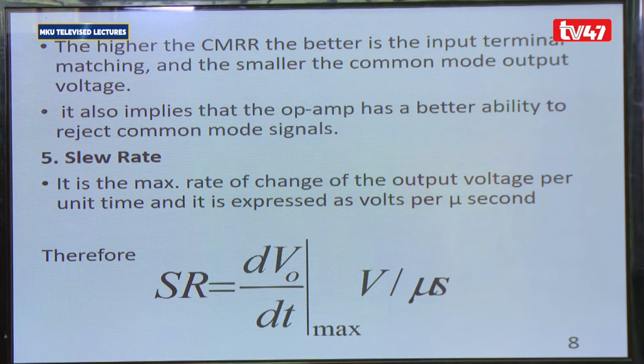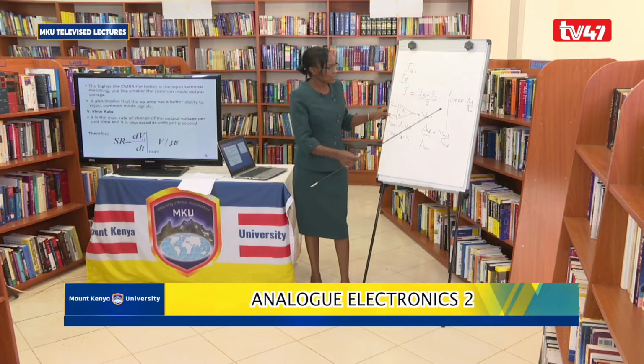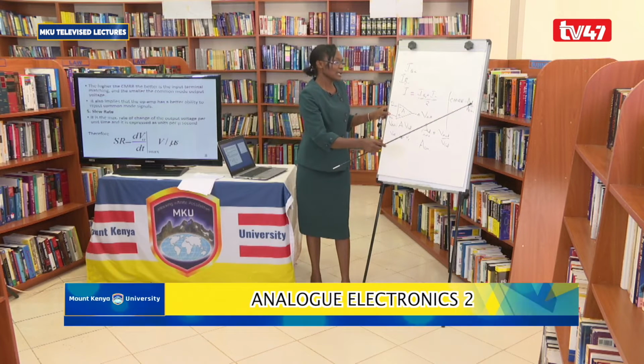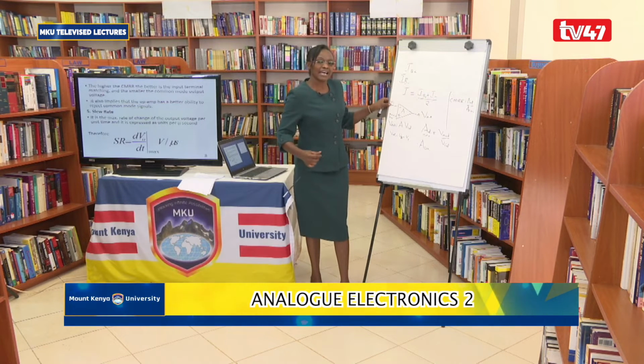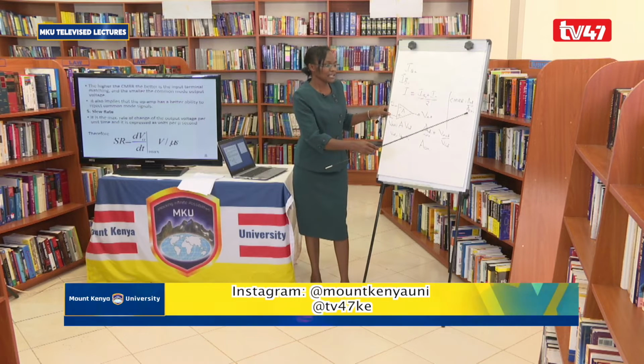We also say that the higher the CMRR, the better the input terminal matching, and the smaller the common mode output voltage. Remember, a common mode signal gives our ACM, and differential gain gives our gain AD. The amplifier should give a high differential gain and a very small common mode gain.